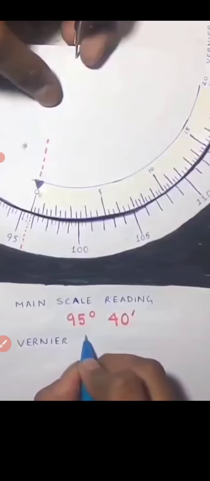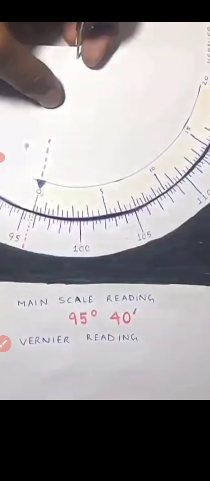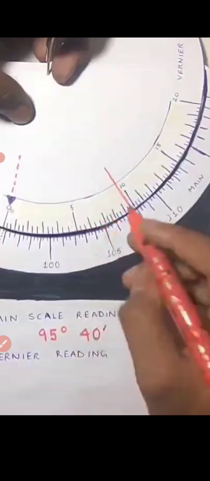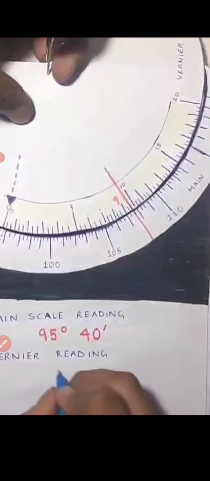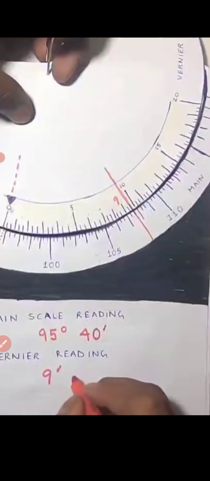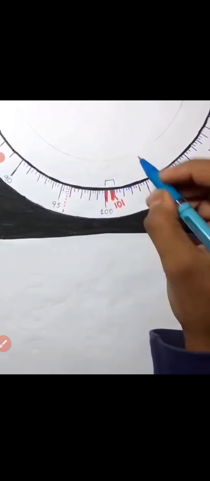Here you can see that the 0 of the vernier is coinciding at a point after 95 degree 40 minutes. So from the main scale you will get the value 95 degree 40 minutes. Then you observe the vernier, and you find a coinciding division at 9 minutes 40 seconds. So from the vernier the value is 9 minutes 40 seconds. You have to add these two and you will get 95 degree 49 minutes 40 seconds. That is how you get the readings in a horizontal circle.